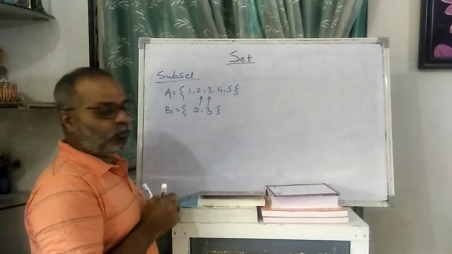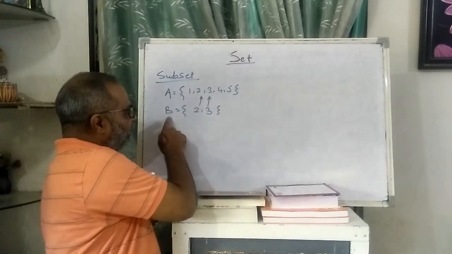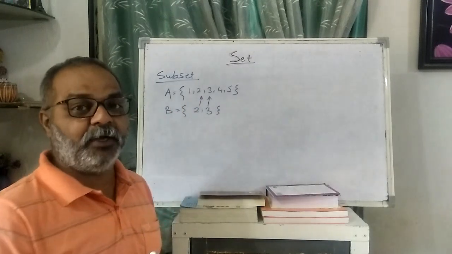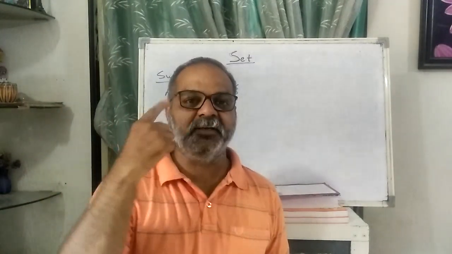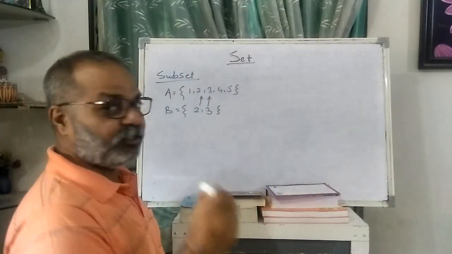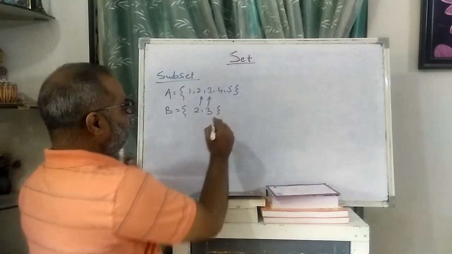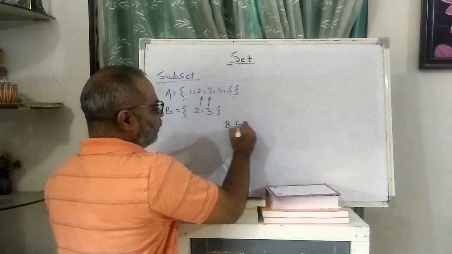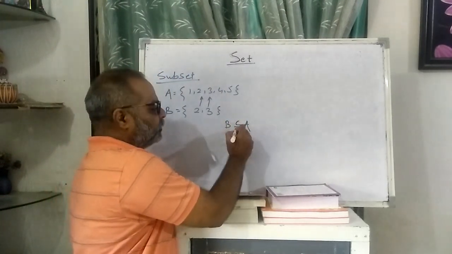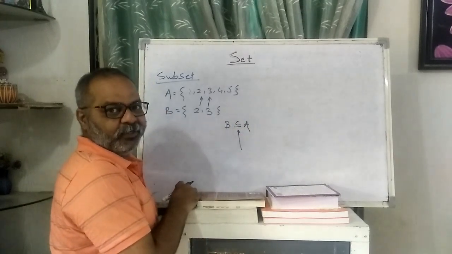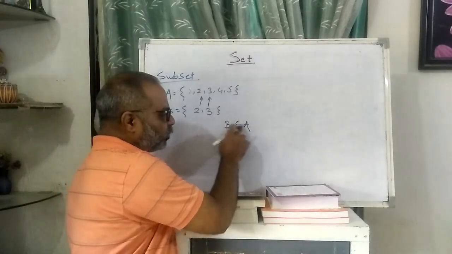Okay, so we call B a subset of A. That means every element of B is present in set A. So that is called a subset. So what is the symbol of subset? This is the symbol of subset, and it is read as B is a subset of A.